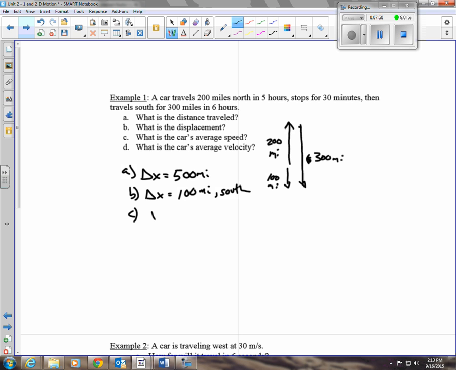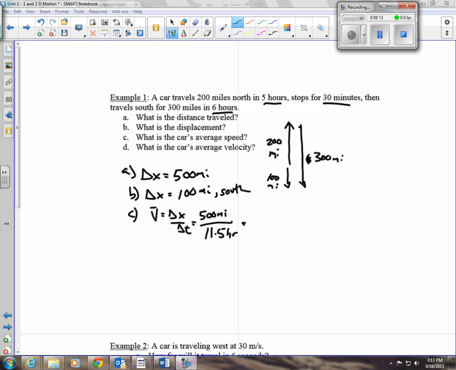Part C, average speed. For average speed, I want to use distance over time, not displacement. So it's going to be 500 miles over... Now, for the entire trip, it took 5 hours, and then half hour, and then 6 hours, so that's 11 and a half. And that's going to give me a value of roughly 43.5 miles per hour.